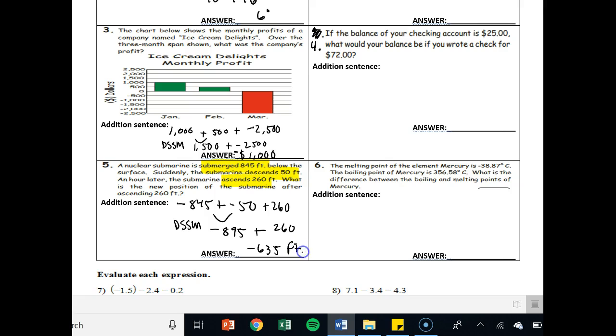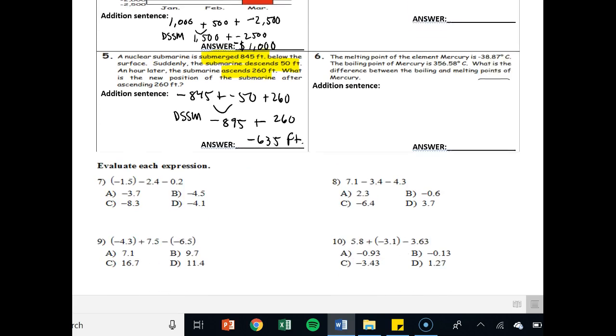Okay, so those were the word problems. If I were you, I'd pause the video and try and do the even word problems on your own, looking for keywords that mean positive and negative.